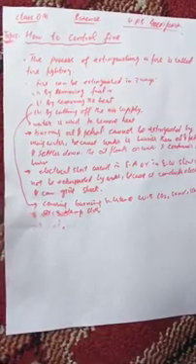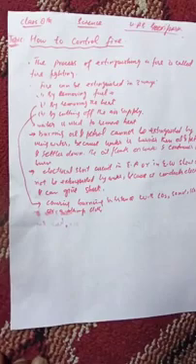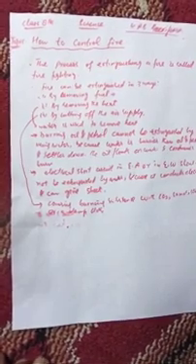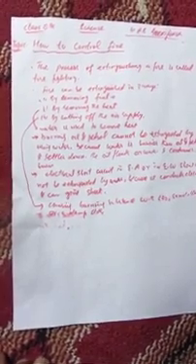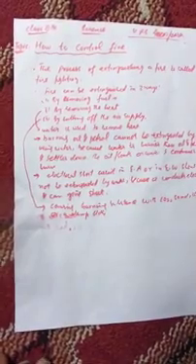Dear students, today we are going to learn about how to control fire. We know that burning produces fire. This fire is useful as well as harmful. We make small fire in a gas stove to cook our food. This is useful fire. Without fire we cannot cook food.